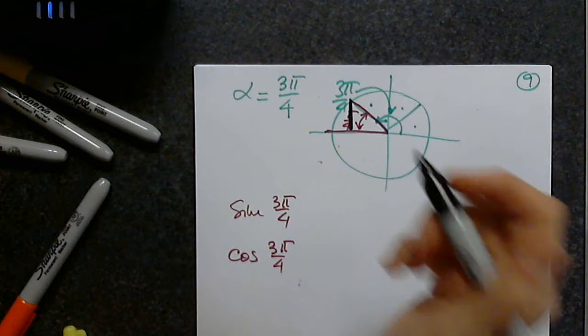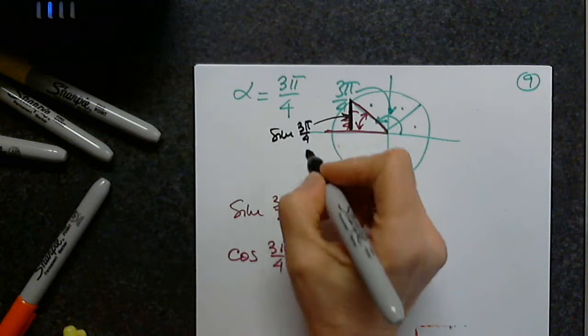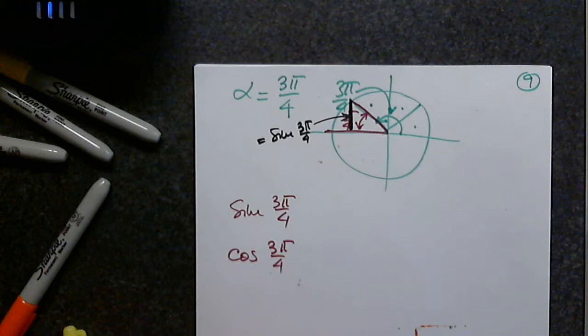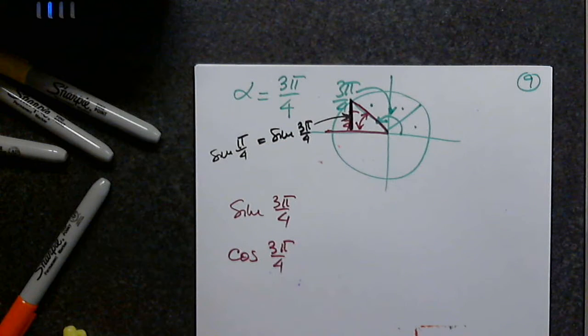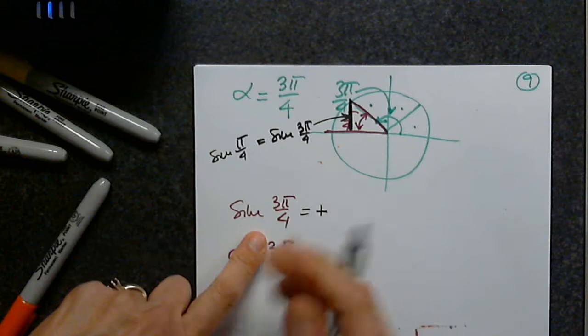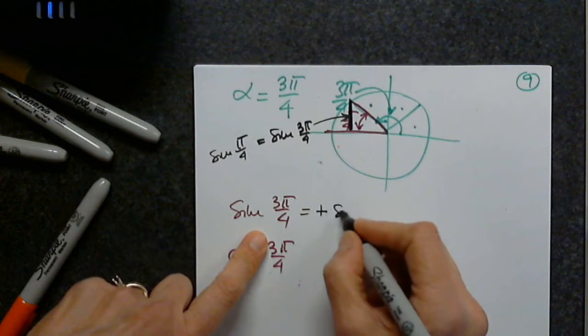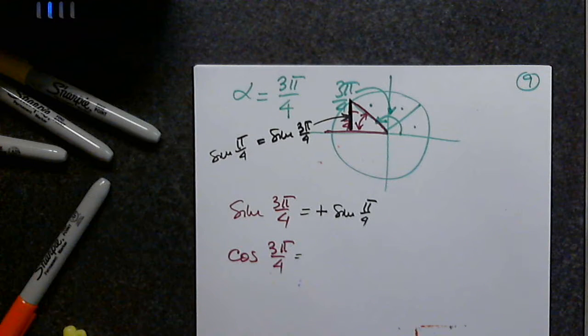Okay, very good. So this piece will be sine 3 pi over 4, which will equal, is it positive or negative? Right, which will equal sine pi over 4. Right? Sine 3 pi over 4 will equal the positive, I'm re-emphasizing, sine pi over 4. Good. Now let's look at cosine.